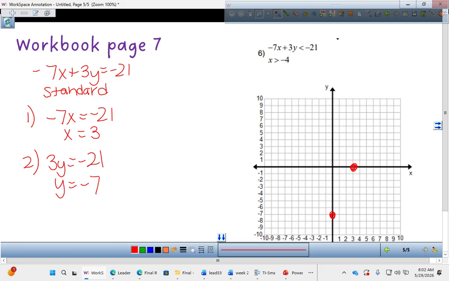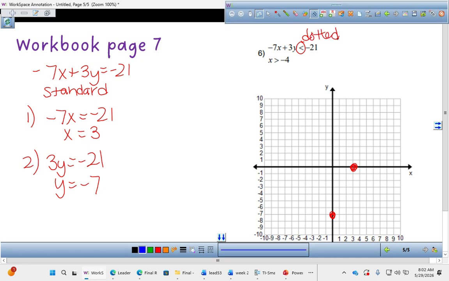Once you solve for them, you connect them. Now we're going to connect them with a dotted line because this inequality is not inclusive. It doesn't have the equal to line. So if you already connected it, just erase random pieces of it, or you could even just make a note like this should be dotted.